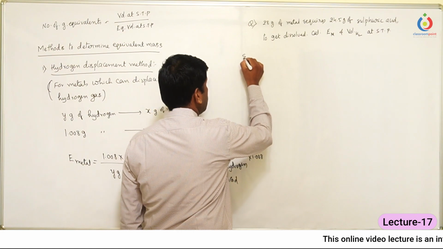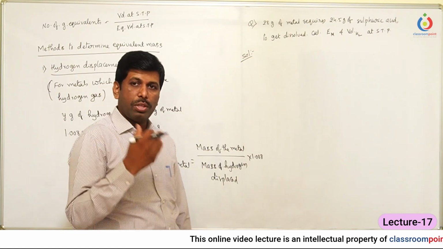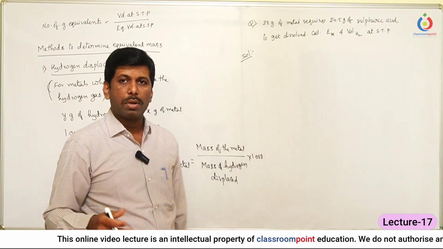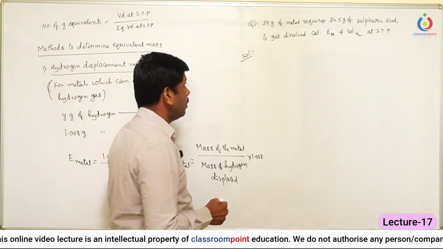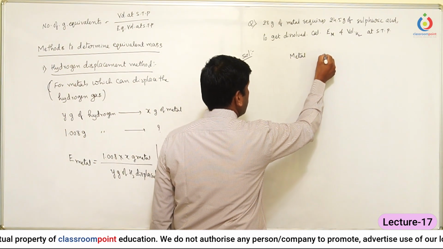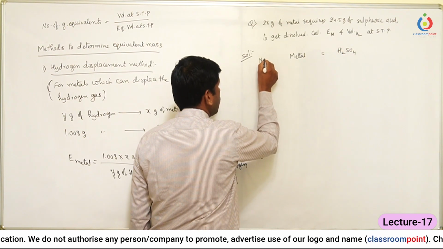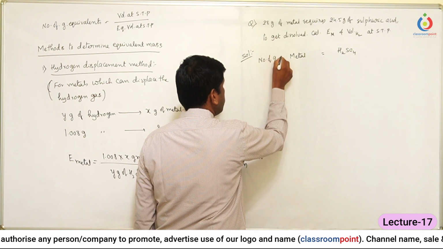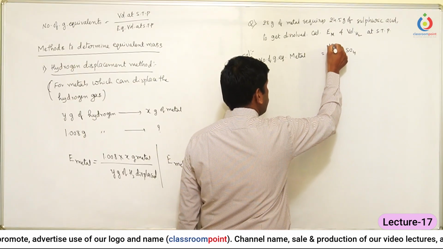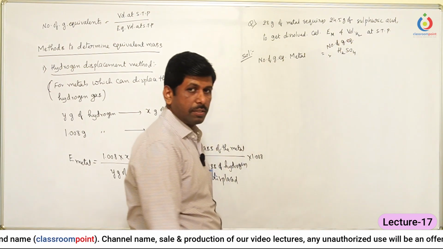So now let us see here. When a complete reaction happens, automatically we land on one particular formula: the number of gram equivalents is always equal to the number of gram equivalents of the other compound. So here metal is present. Similarly H2SO4, sulfuric acid, is present. So here the number of gram equivalents of metal is equal to the number of gram equivalents of the sulfuric acid.